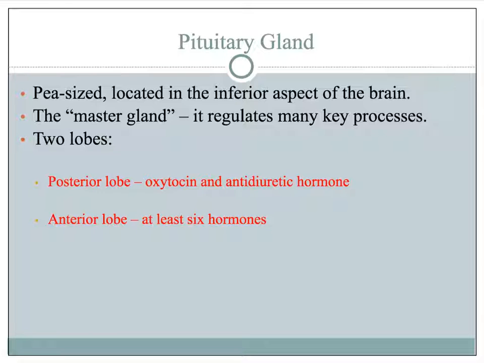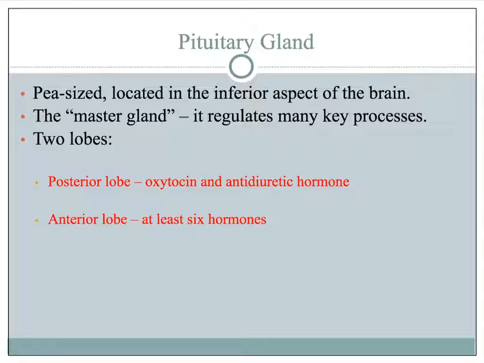Remember, the pituitary gland sits in the head, near the brain. It is a very pea-sized gland in the inferior aspect of the brain. It's often called the master gland as it produces multiple hormones. The posterior lobe has oxytocin and antidiuretic hormone. The anterior lobe is secreting at least 6 different hormones that affect growth and development.